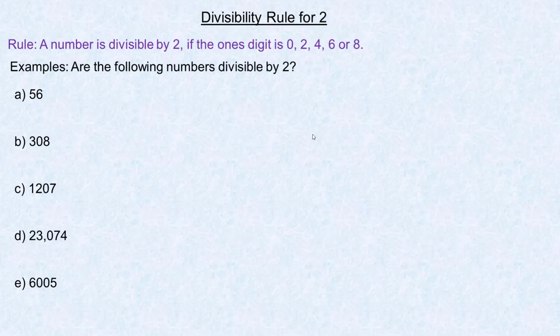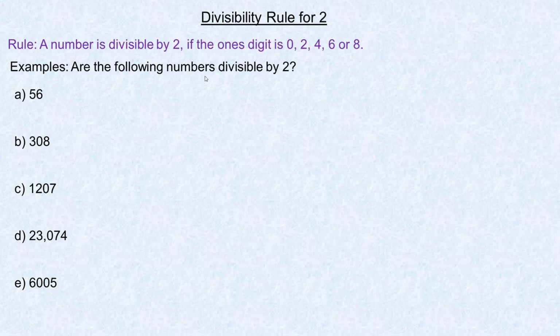In this tutorial, we're going to take a look at the divisibility rules for 2. How do you tell if a number is divisible by 2? The rule is that a number is divisible by 2 if the ones digit, the digit at the very right end, is either 0, 2, 4, 6, or 8. If it ends in any of those digits, then it's going to be divisible by 2.